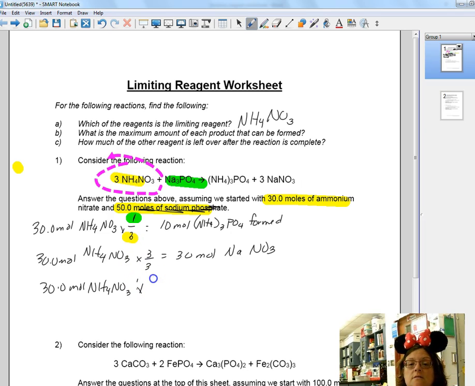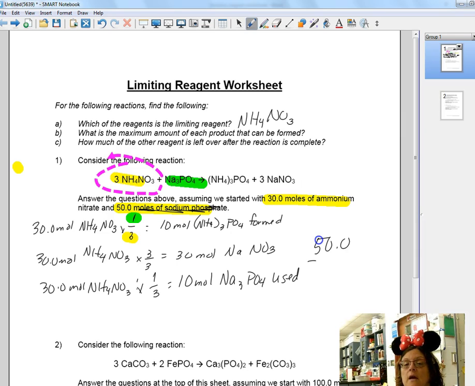It is 1 to 3, which means we're going to use 10 moles of the sodium phosphate. 10 moles we used. What did we start with? I remember where I scratched it out, because we started with 50 and we used 10. What's left over? 40. Okay?